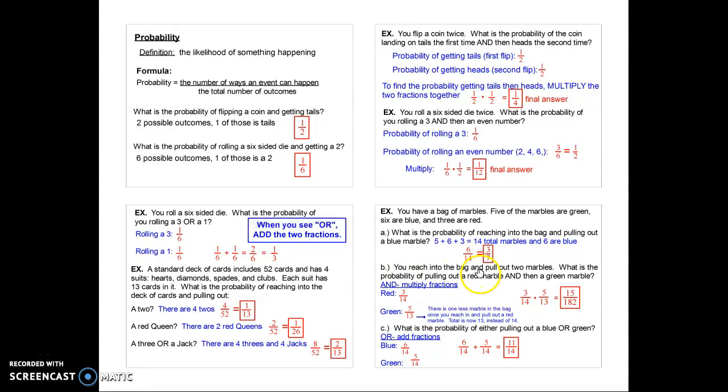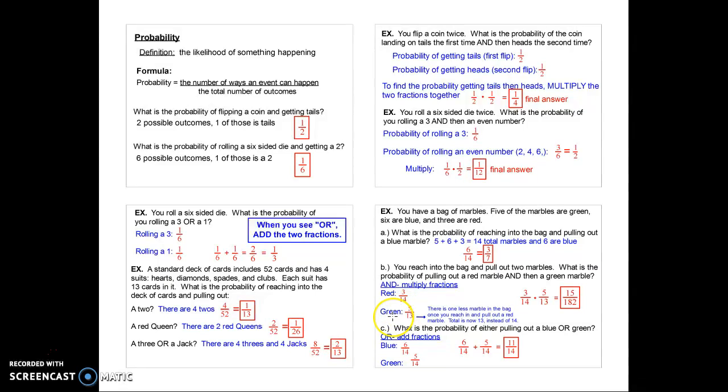Part B says you reach into the bag and pull out 2 marbles. What is the probability of pulling out a red marble and then a green marble? Now, it does say and, so you have to remember to multiply these 2 together. I have 2 different events happening. I have pulling out a red marble and then a green marble. Now, the red marble that I pull out first, there were 3 red marbles out of, again, my 14 possibilities. So my red is 3 out of 14.